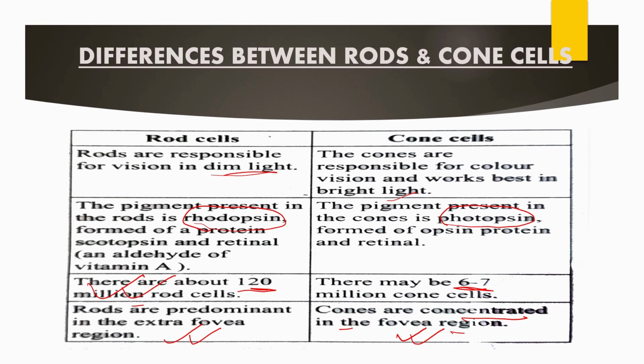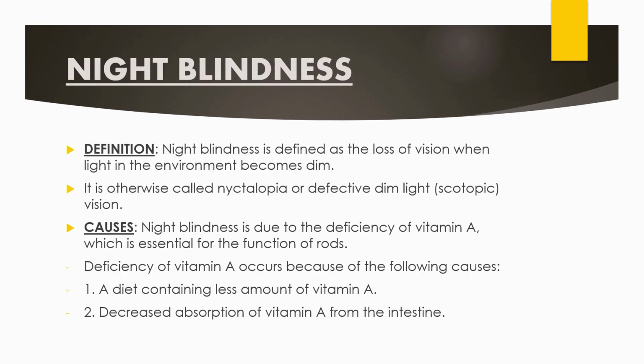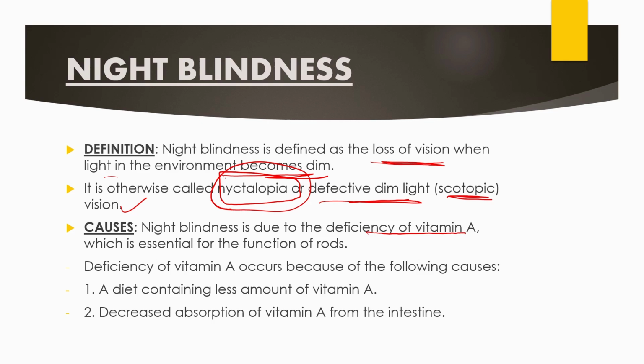Okay. Moving ahead, we have a disease called night blindness. It occurs due to deficiency of vitamin A in your diet. So what is night blindness? Night blindness is defined as the loss of vision when light in the environment becomes dim. It is otherwise called nyctalopia. Please mark the spelling nyctalopia, or defective dim light or scotopic vision. As I said, it occurs due to deficiency of vitamin A, which is essential for the functions of rod cells.